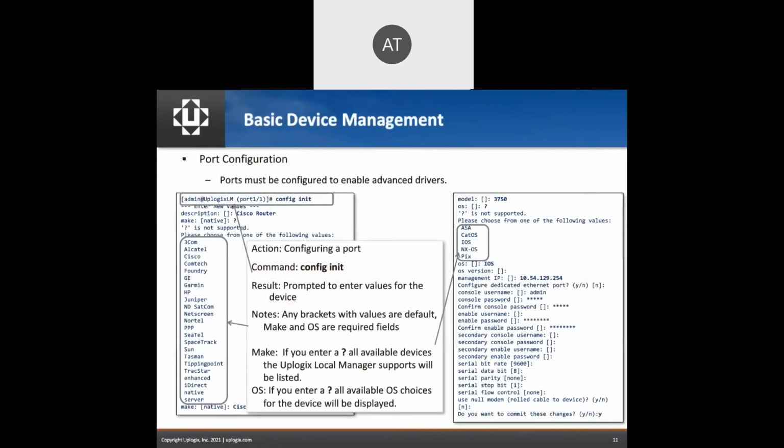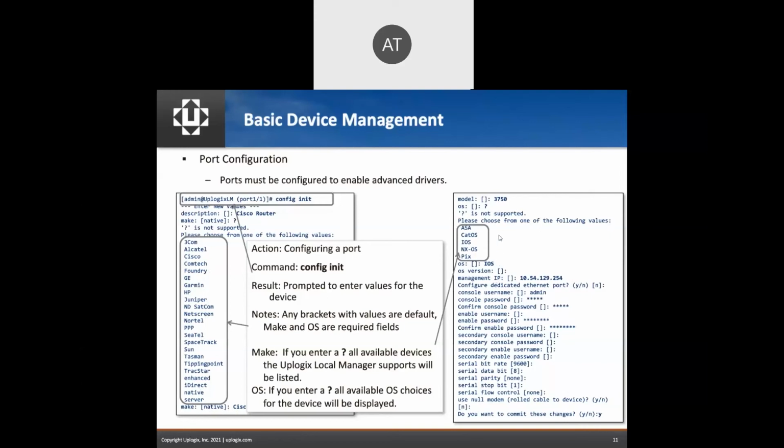So yeah, as Anthony was just saying, when you want to configure one of these ports, we basically tell it, hey, this is a Cisco, and this is that dialog. This slide's a little busy, but basically you run a command on that port, config init. That's short for initialize, and it's going to ask you a bunch of questions. Make, right? Native is the default, but if you hit question mark, it shows you all the different options. And of course, one of those is Cisco. That's what we choose. And then if you look on the right, that dialog continues.